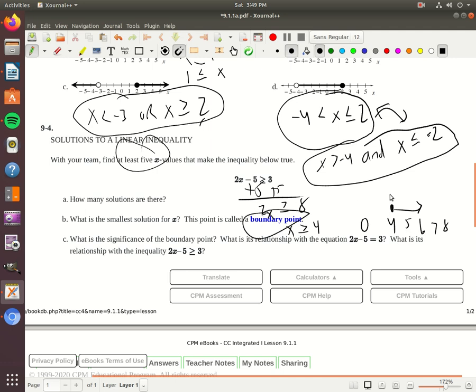Again, this is the concept of a boundary point. It marks the true answers from the false answers. And again, sometimes our boundary is true, so we put a closed circle. Sometimes our boundary is false, and we put an open circle. It's just making sure that we understand the two.